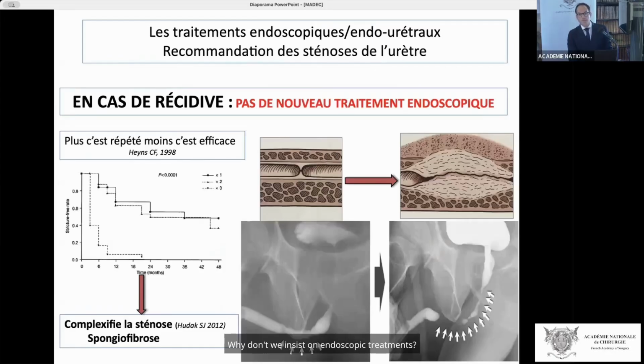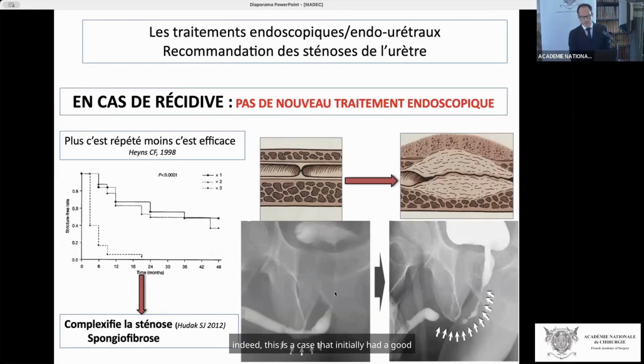Why don't we insist on endoscopic treatments? Because the more we do, the less it works. And that was published a long time ago. It works less, but are we actually harming the patient? Most likely, yes, because by repeatedly traumatizing the stenosis, we're going to cause increasingly significant scarring phenomena and cause a lengthening of the stenosis and make it more complex.